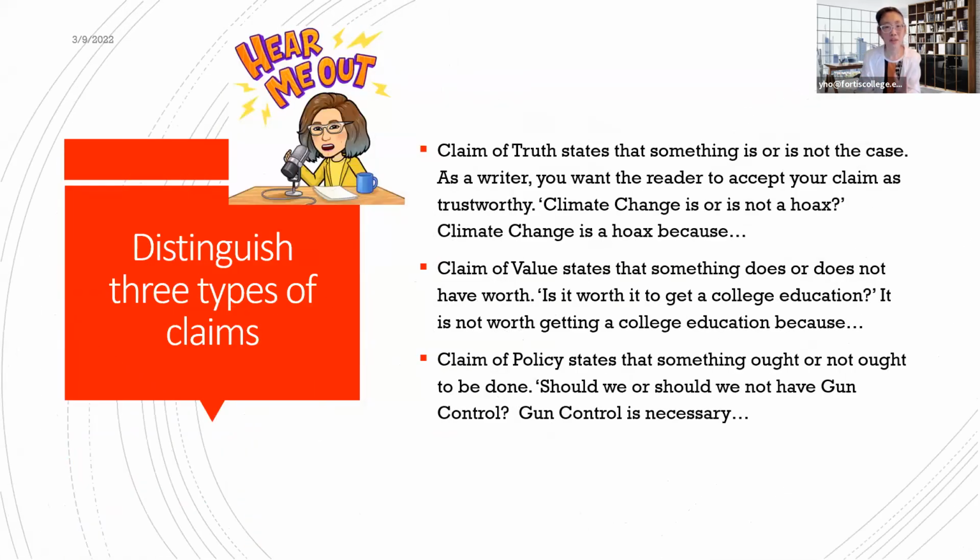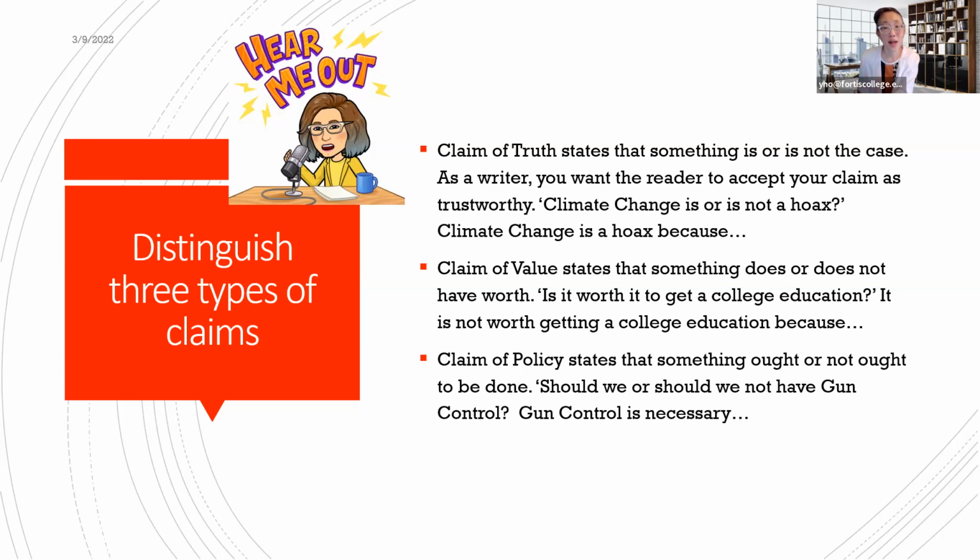You have three kinds of claims. In other words, you have three kinds of thesis statements. You can have a claim of truth, or a thesis statement of truth, such as the North Pole is covered by snow, or the South Pole is covered by snow. Claim of value. That would be a thesis statement of value. Is it worth it to get a college education? If you want to make a thesis statement of claim of value, you could say, going to college is not worth it because of the cost.